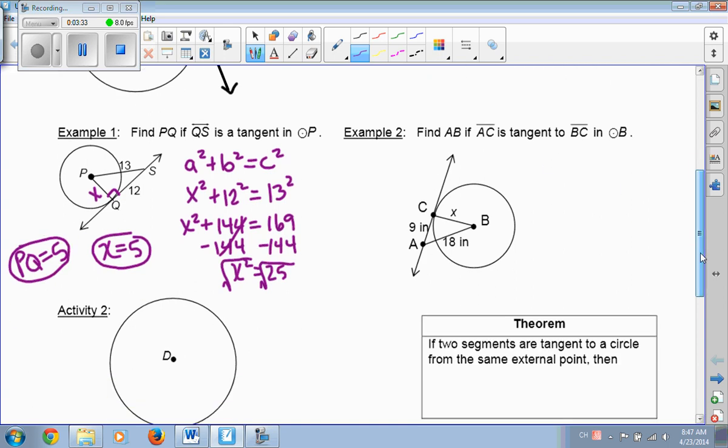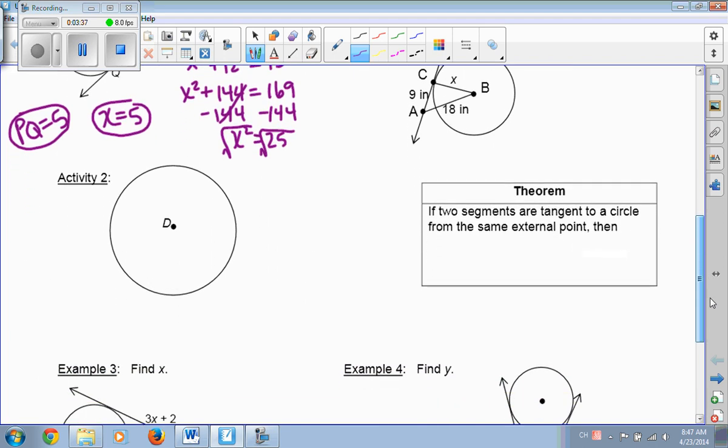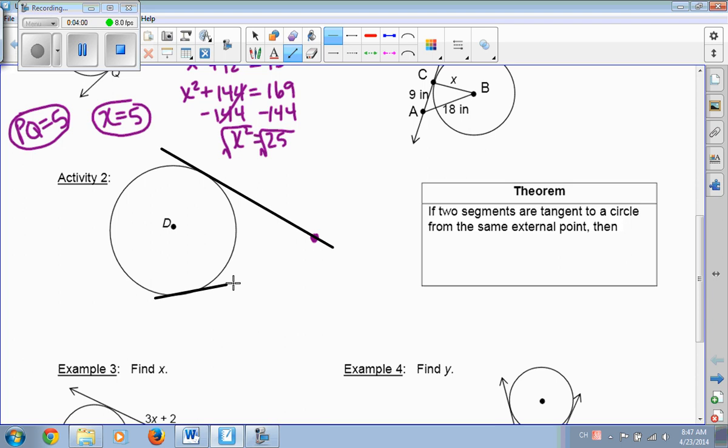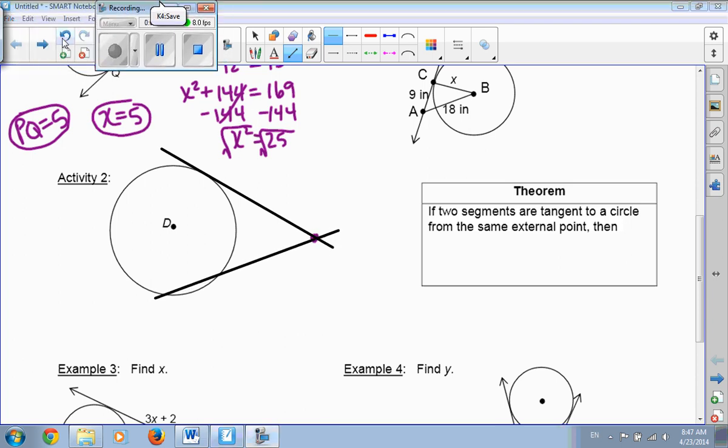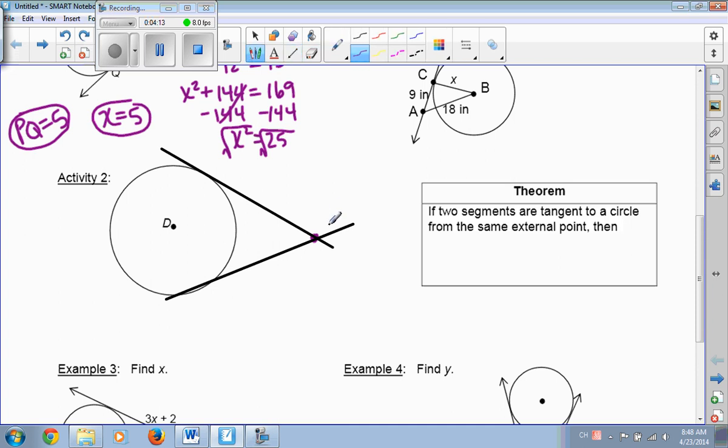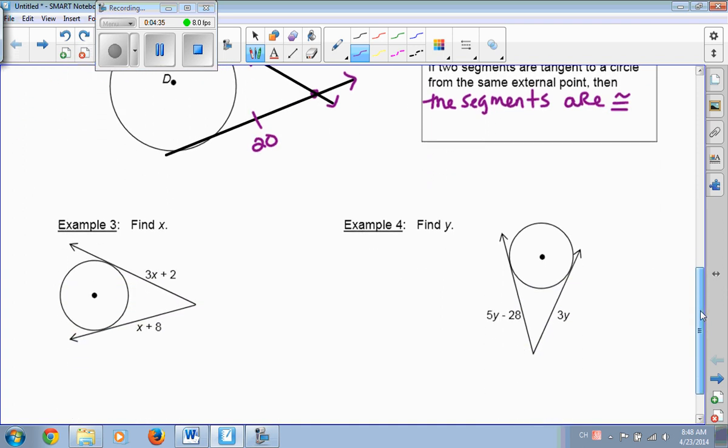We're going to save example 2 for class. Example 3 is another theorem which says if two segments are tangent to a circle from the same external point, then, well, let's make an external point here. There's our external point. We're going to make two lines that are tangent. They go through this point, and they're also tangent to the circle. Let's undo that. Okay, it's close enough. Then both of these segments right here are congruent. So if this was 20 in length, then this would have to be 20 as well. Nice and easy.